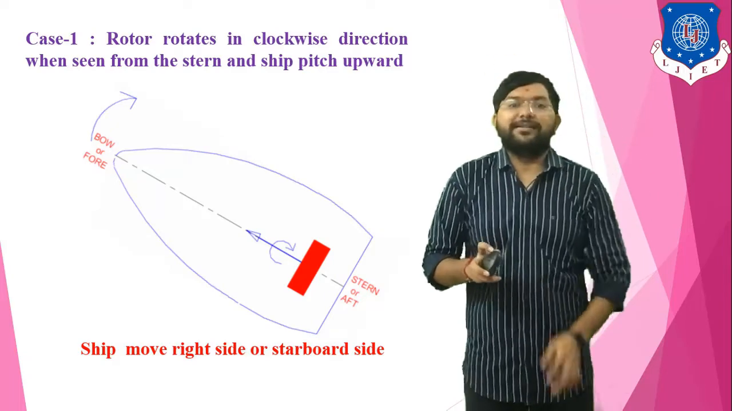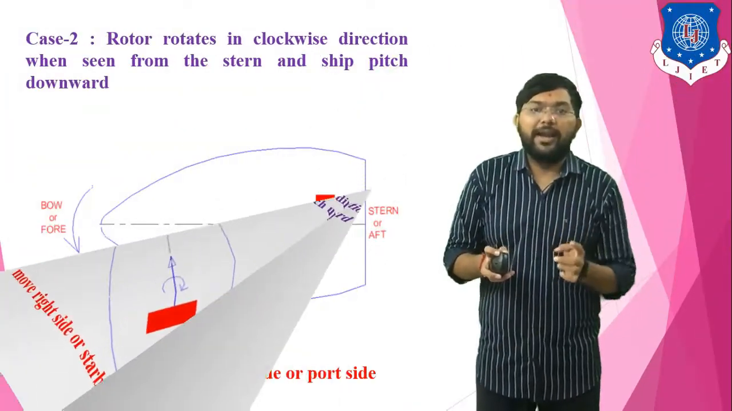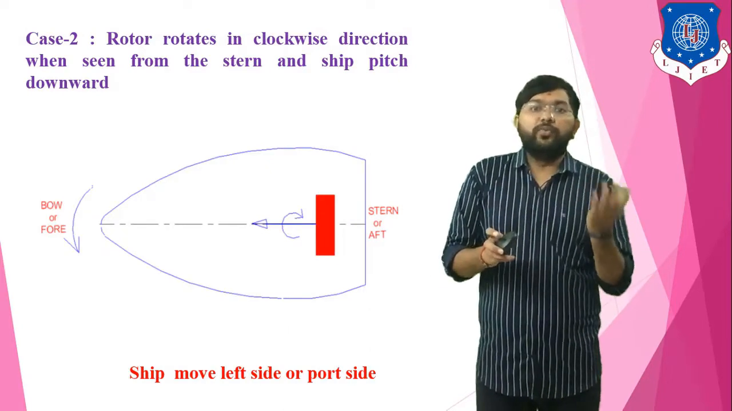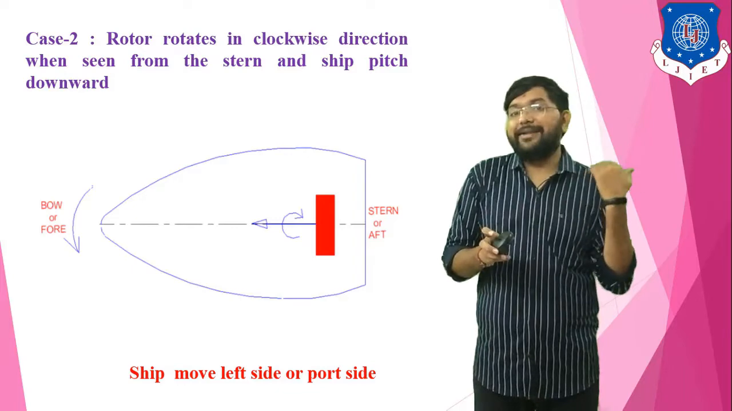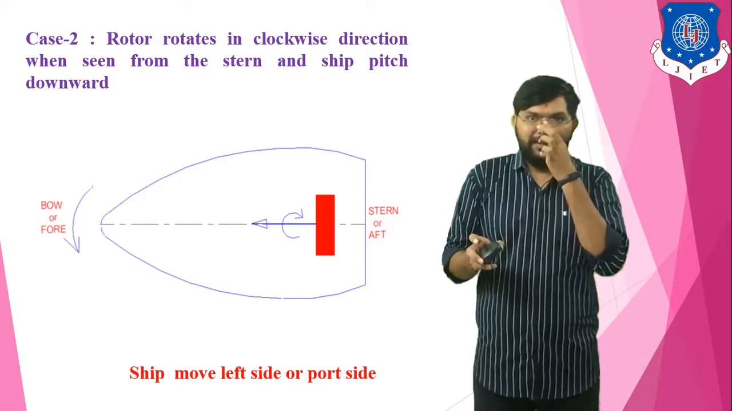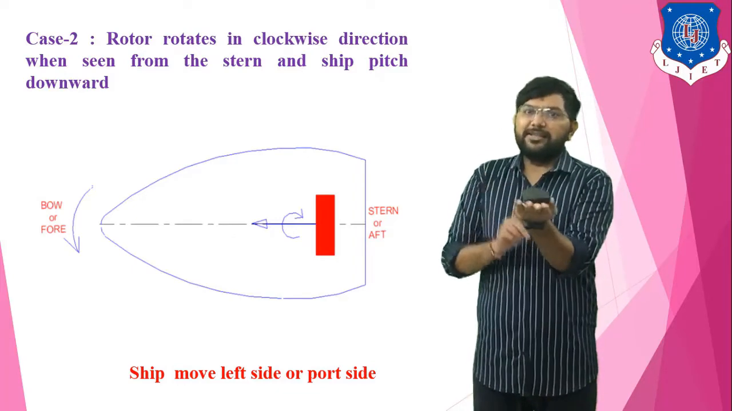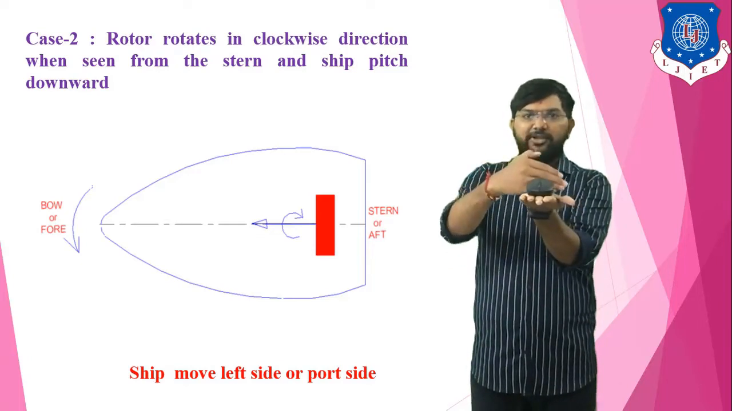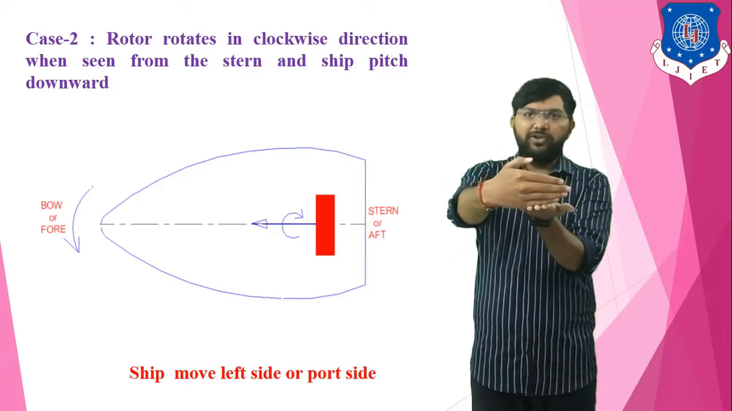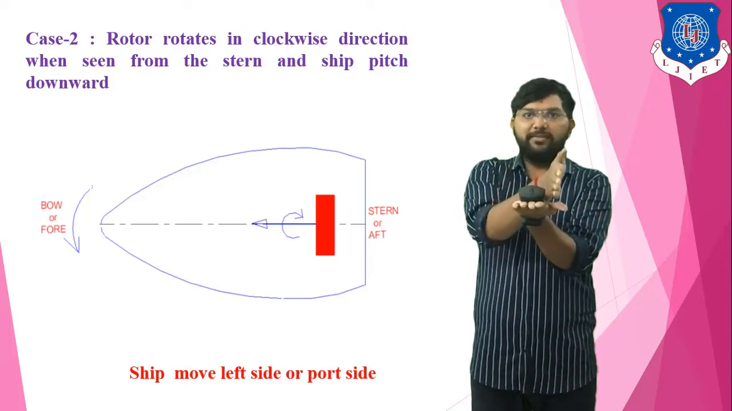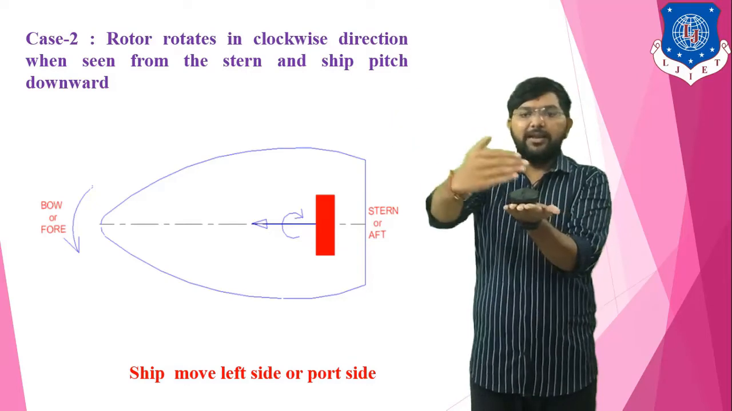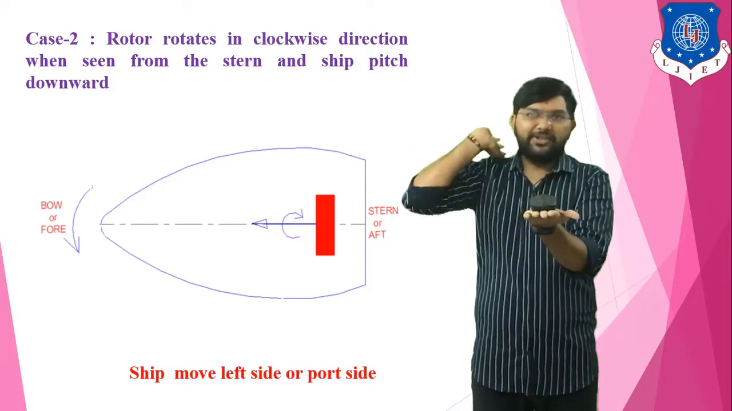Now we have to discuss case number 2. Rotor rotates in clockwise direction when you view the ship from the rear end and the ship pitches in the downward direction. Clear? So suppose this is a ship. You observe the ship from the rear side. Clear? This is the stern side and this is the bow side. This is the starboard and this one is the port. You have to remember these 4 terminologies. Clear? Starboard, port, bow and stern.